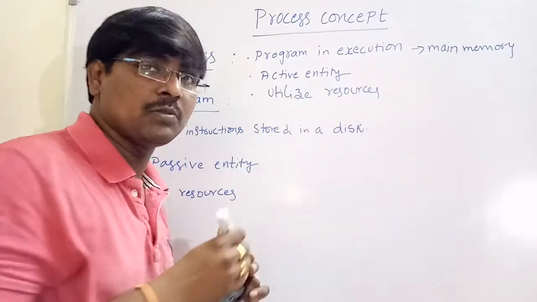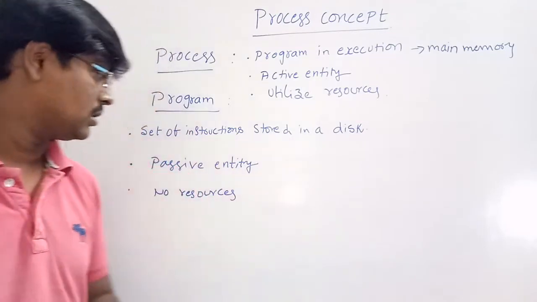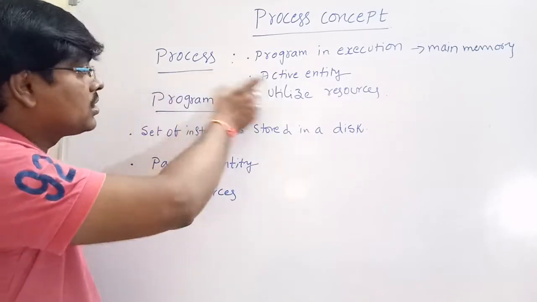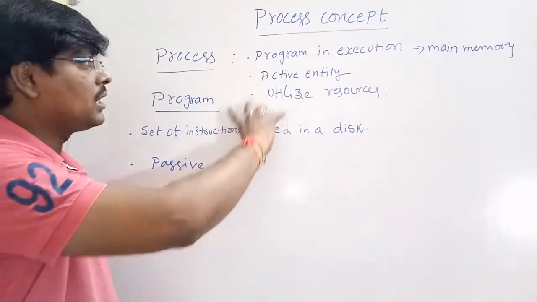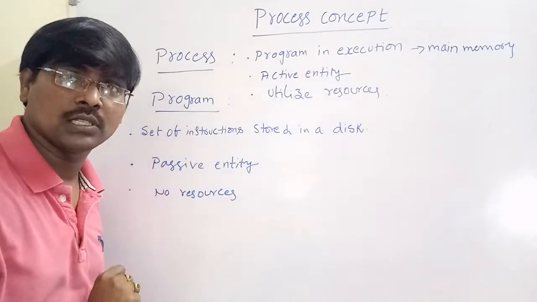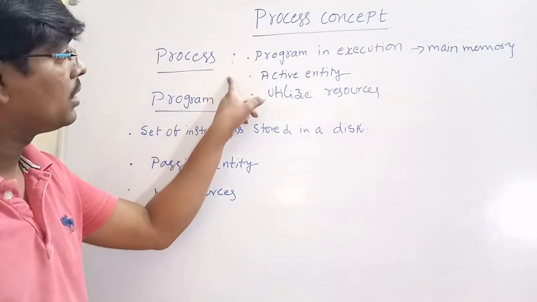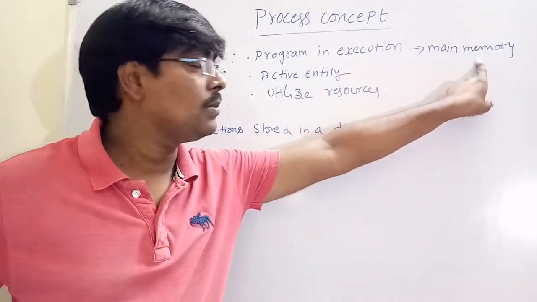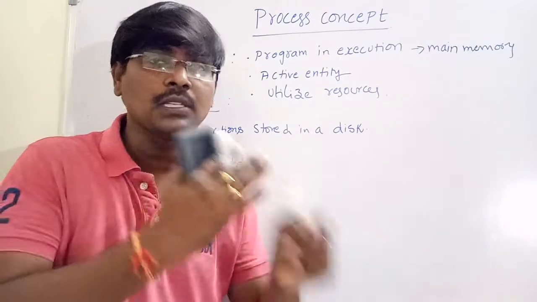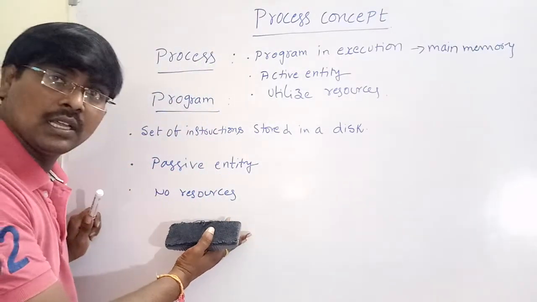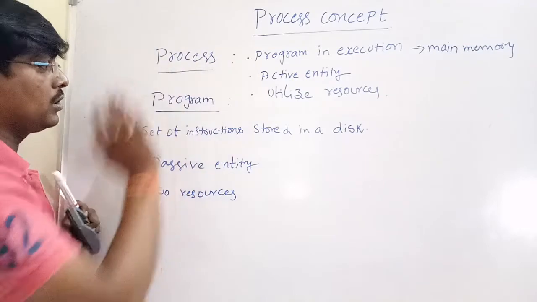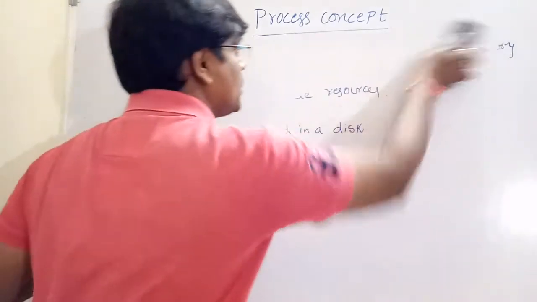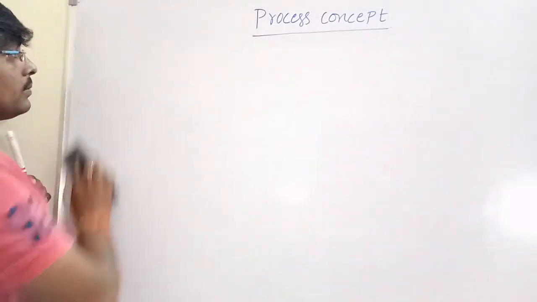These are the main difference between program and a process. One of the main differences is the program does not use any resources. Process can utilize the resources. Now we said that the process is stored in the main memory. How is the process represented in main memory? Okay, it is clear the difference between program and process. Now we will move to the representation of a process in main memory.